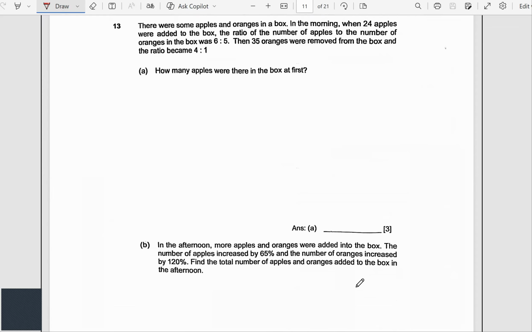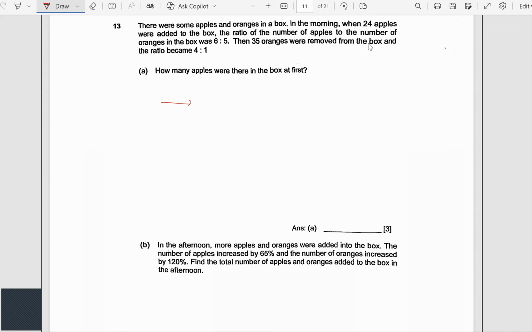There were some apples and oranges in a box. In the morning, when 24 apples were added, the ratio of apples to oranges was 6 to 5. Then 35 oranges were removed and the ratio became 4 to 1. Okay, so there were some apples and oranges. We don't know how many at first, but we know that in the morning, 24 were added.